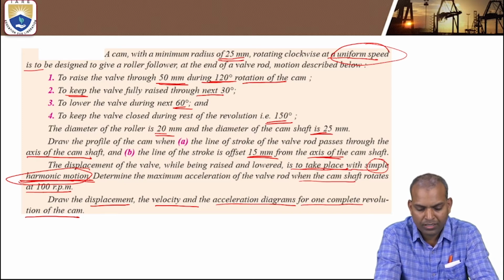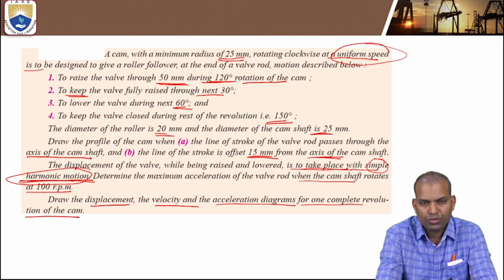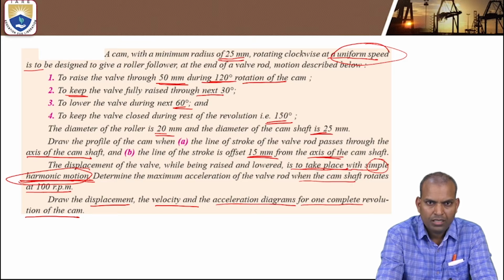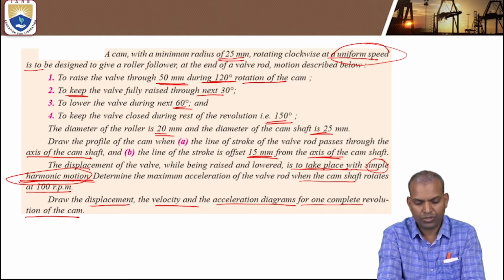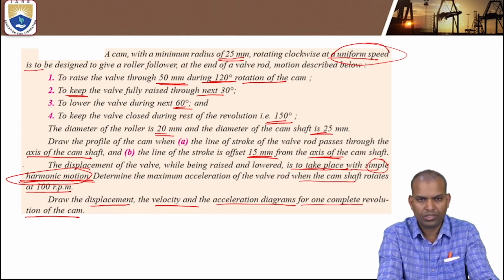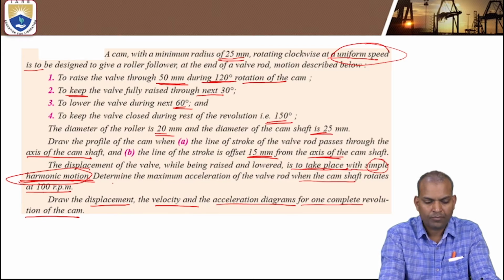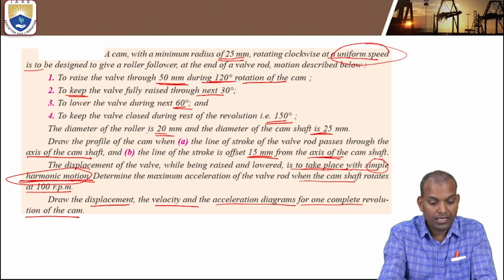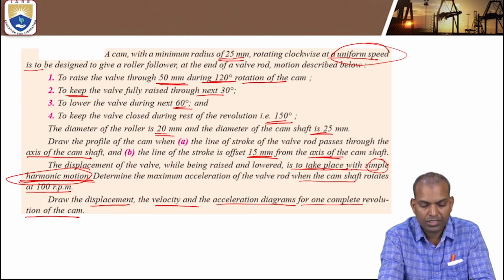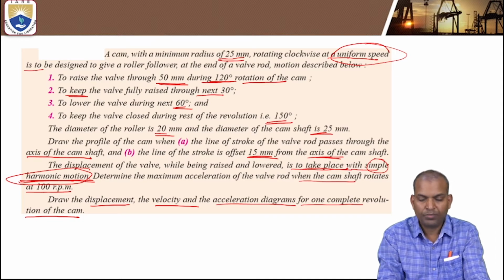And what is the meaning of uniform speed here? Uniform speed of what? Of the cam. This term is related to the cam. But we have to consider the terms related to the follower. That's why these are the terms you have to consider. That is the motion, simple harmonic motion. Next, what is the type of follower? The follower is a roller follower because, based on the data, the diameter of the roller is 20 millimeters, and the diameter of the camshaft is 25 millimeters.